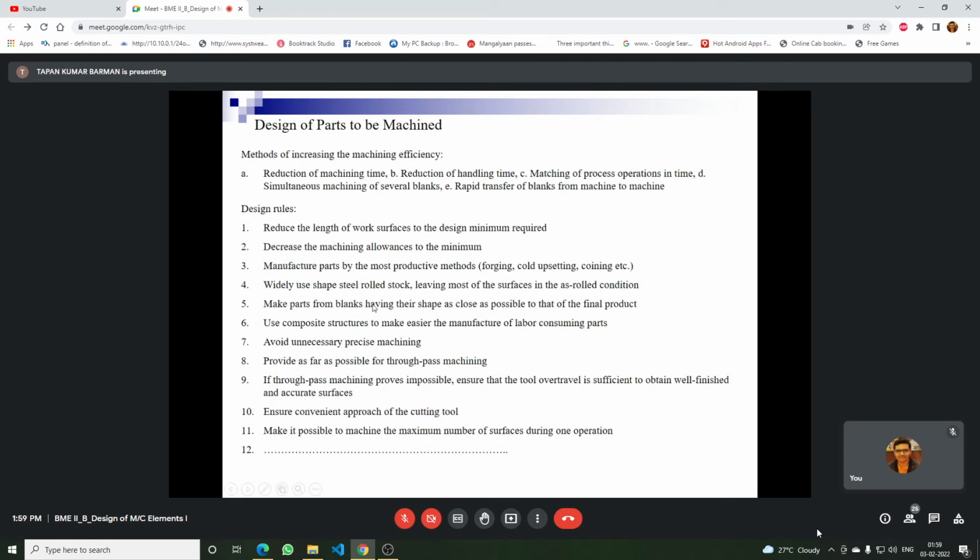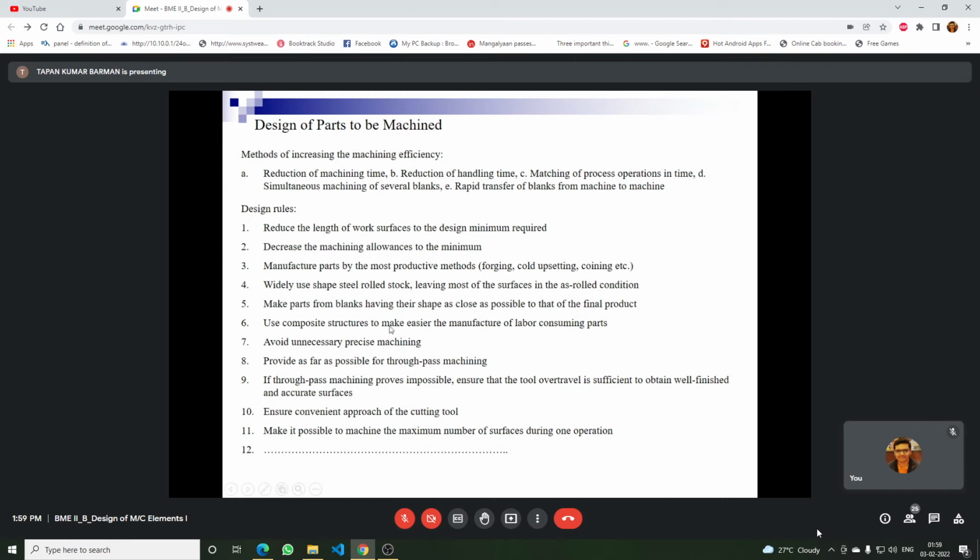Make parts from blanks having their shape as close as possible to the final product. So you can make the product so that you should not go for another type of machining. In different components, we have to do machining operations multiple times. But if it is possible to reduce that, and using one operation you can achieve that dimension, then you try to use some blanks, and from there you make the component, and your dimension should be as close as possible to the final dimension.